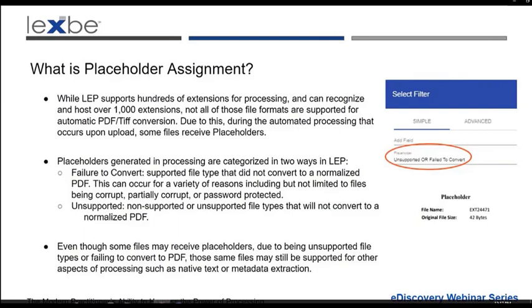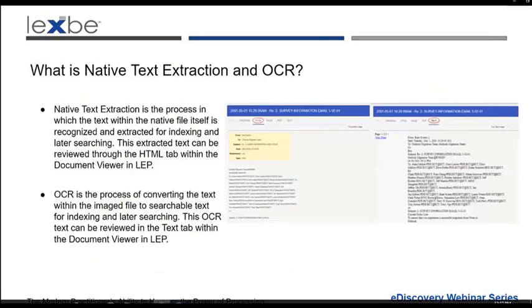Even though some files may receive placeholders due to being unsupported file types or failing to convert to PDF, those same files may still be supported for other aspects of processing, such as native text or metadata extraction. Before we get into metadata extraction and field population, let's talk about native text extraction and OCR. Native text extraction is the process in which the text within the native file itself is recognized and extracted for indexing and later searching. This extracted text can be reviewed through the HTML tab in the document viewer in LEP.